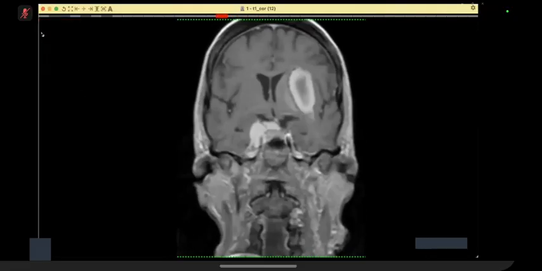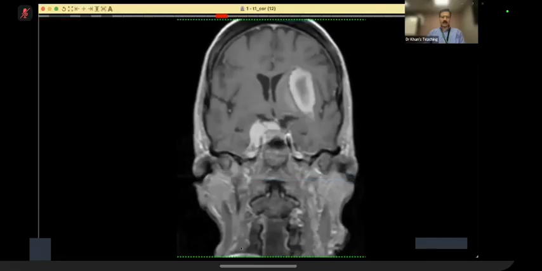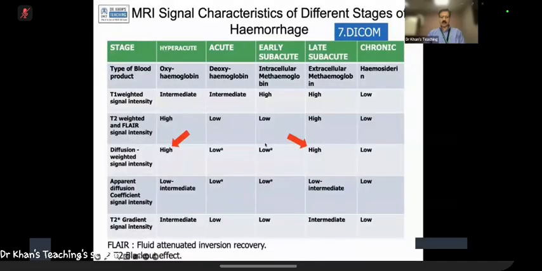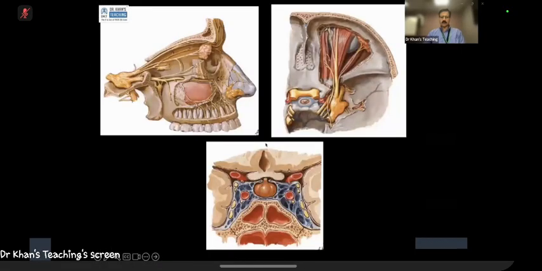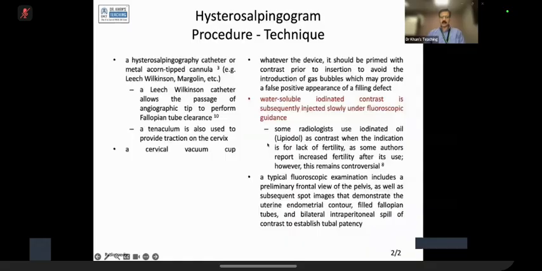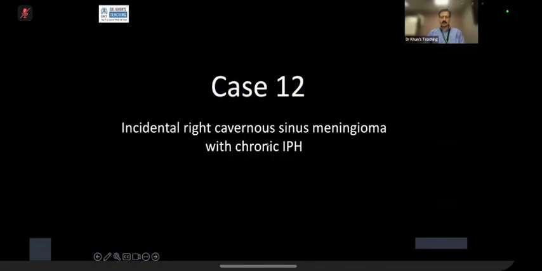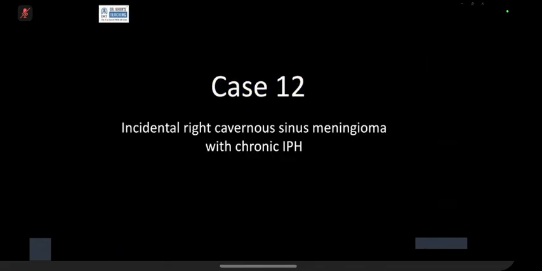Something unrelated to the... Right. Okay. That's it. Thank you, doctor. This was a case of meningioma.